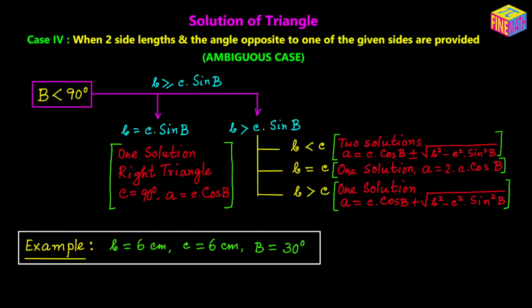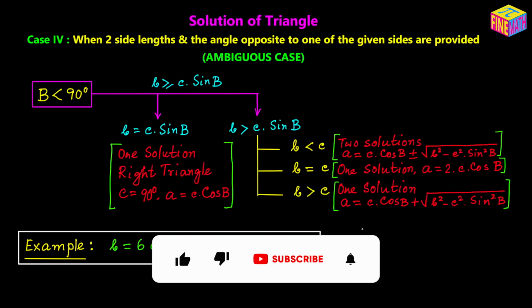Hi everyone, in this video we are going to discuss the next scenario where b is greater than c times sine of b, but b is equal to c. That means the side length b is equal to side length c. That means the solution will be an isosceles triangle and angle b will be equal to angle c. Let me draw a pink box here to highlight the scenario. So that is the scenario that we are going to discuss through this example.